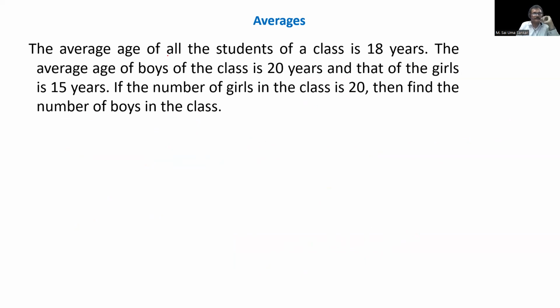Okay, children. The average age of the students of the class is 18 years. The average age of boys in the class is 20 years and that of girls is 15 years. If the number of girls in the class is 20, then find the number of boys.